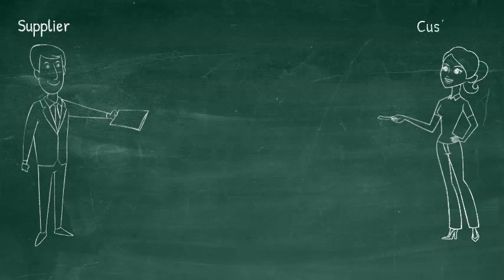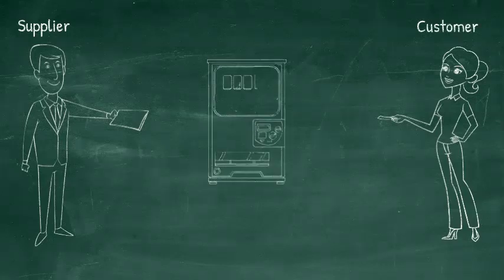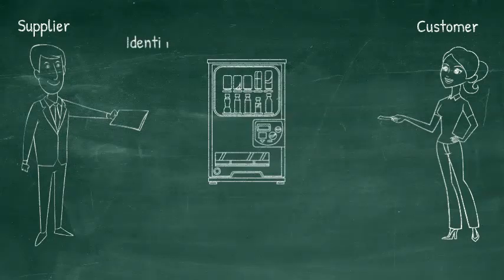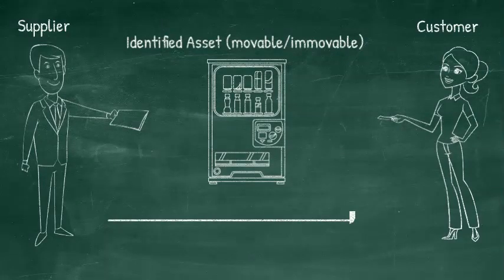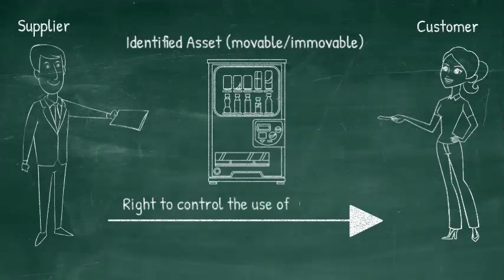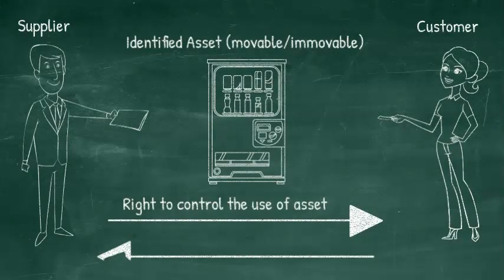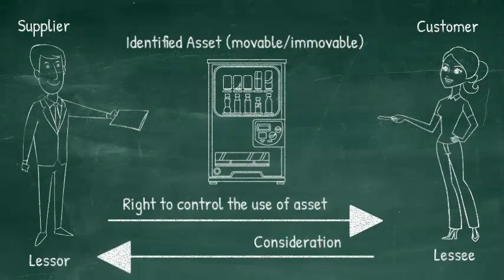As in this scene, you can see two parties have entered into a contract wherein the supplier has given to the customer a right to control the use of this vending machine, which is the identified asset, and customer in return gives consideration to the supplier. That implies this contract contains a lease, and consequently these parties become lessor and lessee respectively.